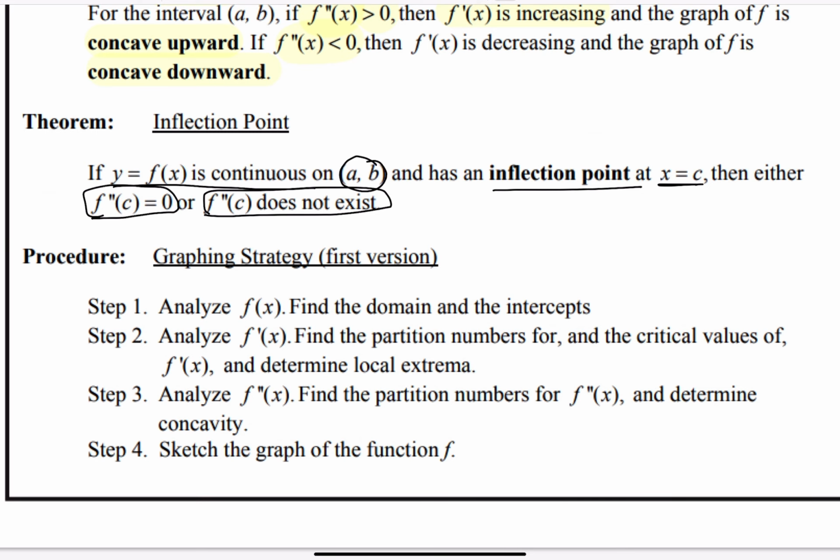What does that mean? Step 1, we analyze the function. That is, we find the domain and the intercepts. Step 2, we analyze the first derivative and find the partition numbers and the critical values to determine the local maximum or minimum. Step 3, we find the second derivative, find the partition, and determine the concavity. So here we'll find the inflection points, here we find the local maximum and local minimum, and you find the domain and intercepts, and then we're going to graph all of that together.